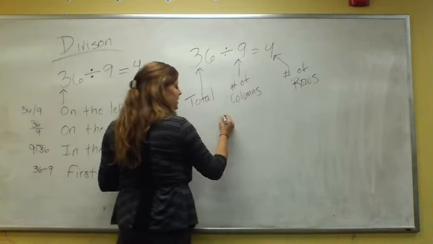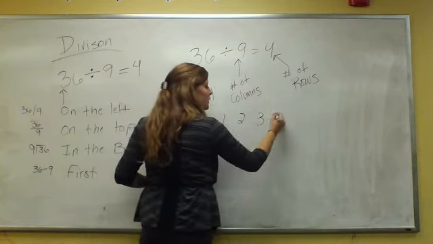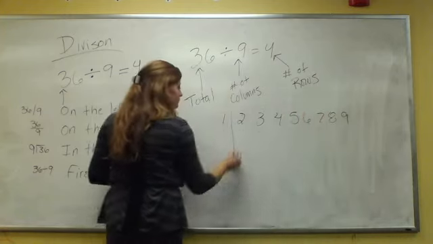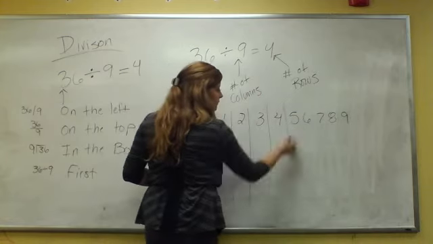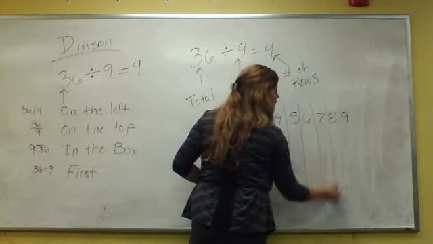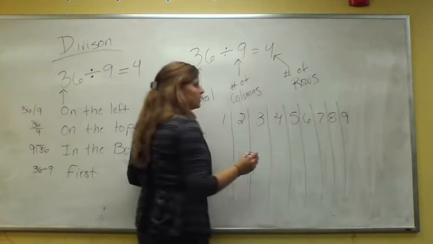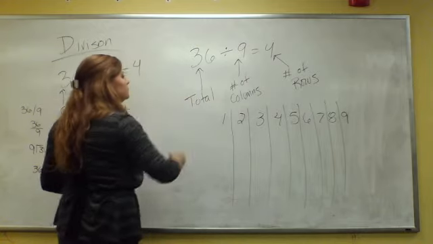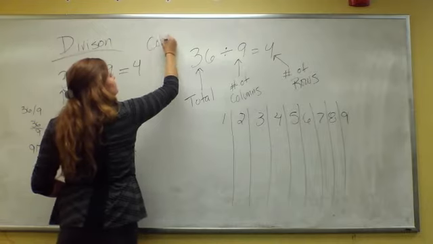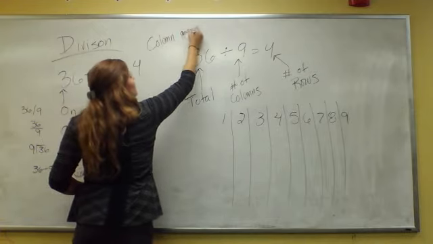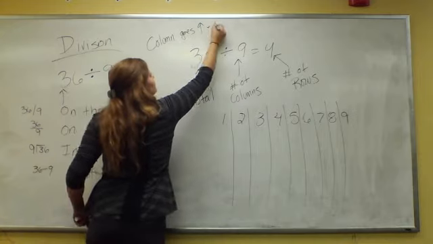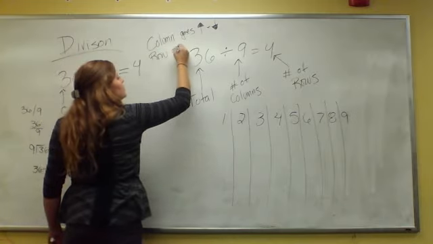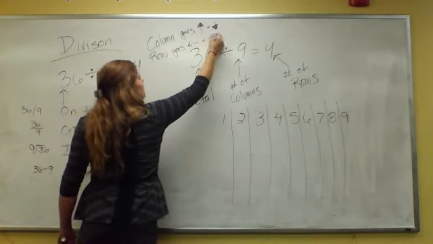Alright, same thing here applies. So I made this yesterday. So I got 1, 2, 3, 4, 5, 6, 7, 8, 9. Who remembers what a column is? What's a column? Column goes up and down. Alright, so column goes up and down. My row goes left and right.